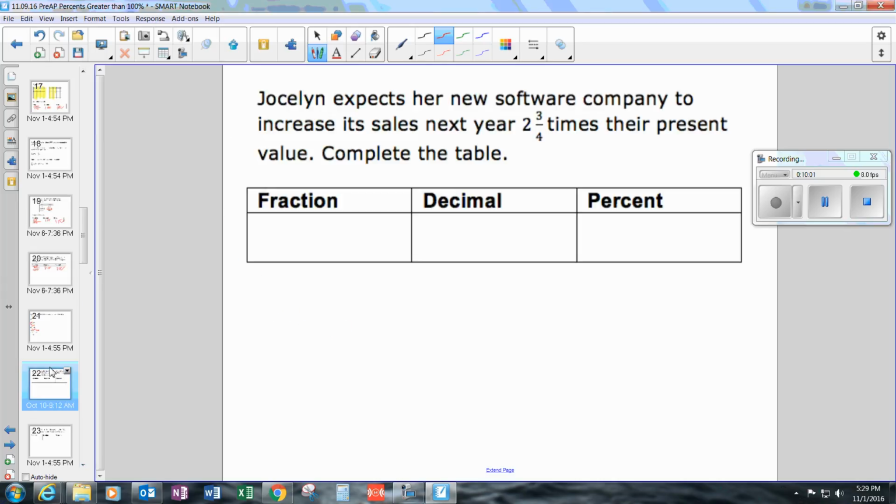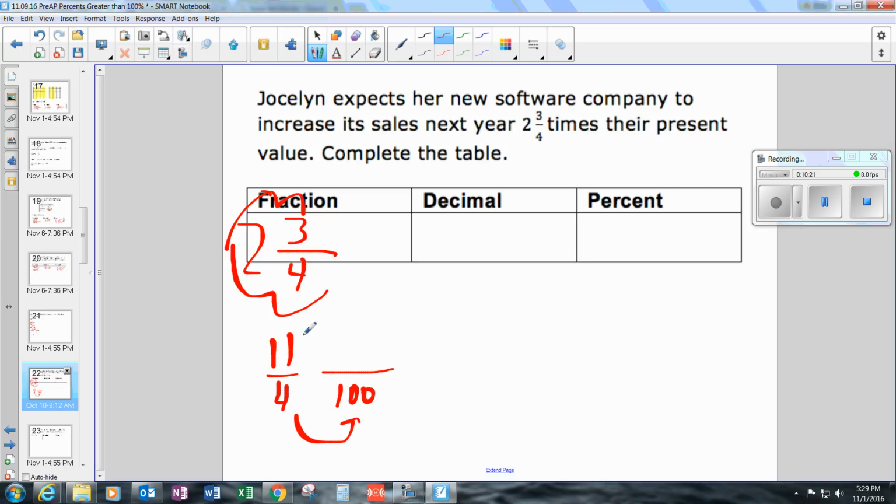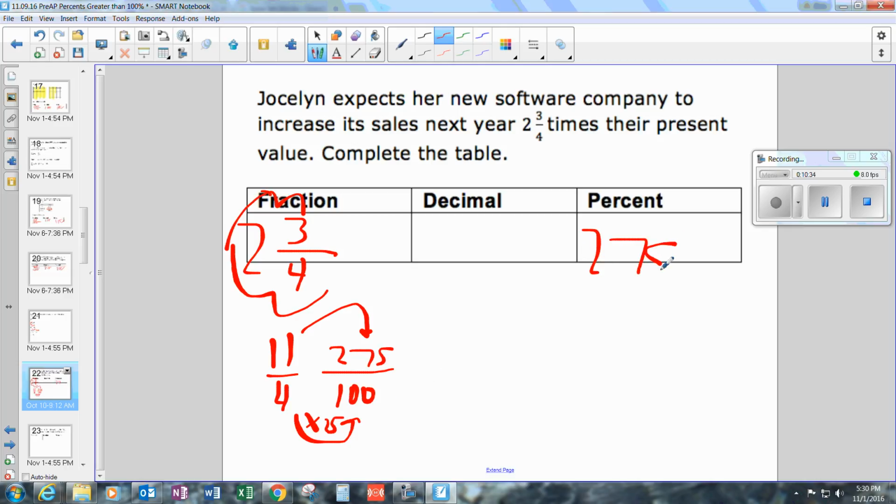So Jasa expects her new software company to increase its sales next year 2 3/4 times. Complete the table. What would this be as an improper fraction? It would be 11/4. So how can I build this up to a percent, which is per 100? How can I build this up to 100? I multiply by the scale factor of 25. 11 times 25 is 275 hundredths, or 275%.